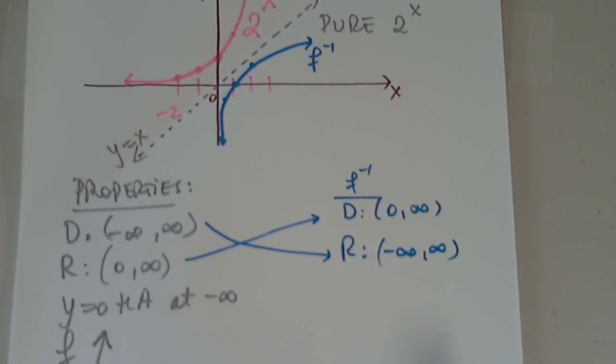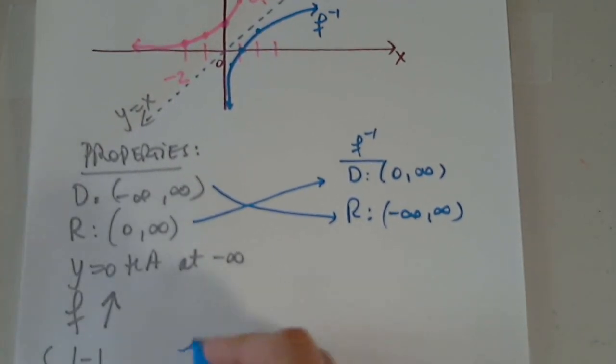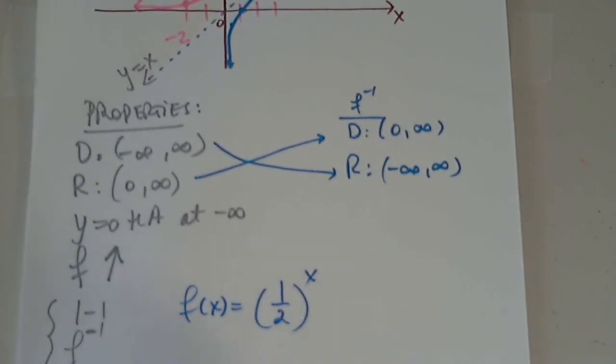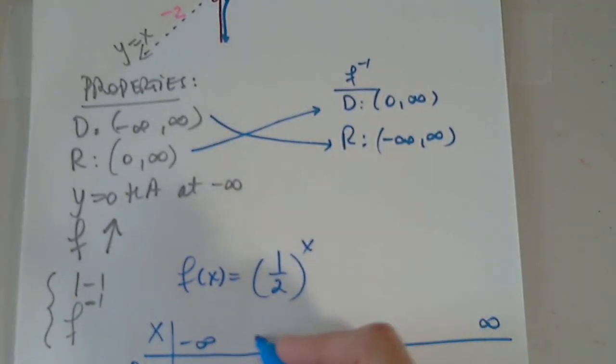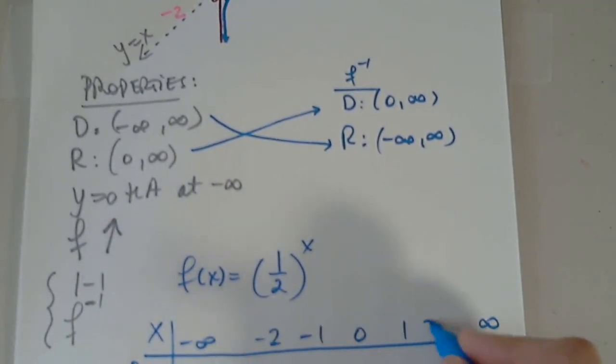Okay, let's look at the other shape. Let's say f of x equals 1/2 raised to x. Let's take a look at that. Still domain all real numbers. Any exponential function has domain all real numbers. I'm going to use the same values, -2, -1, 0, 1, and 2, and let's determine these numbers so I can graph it.